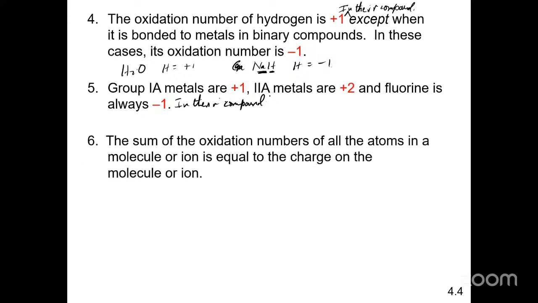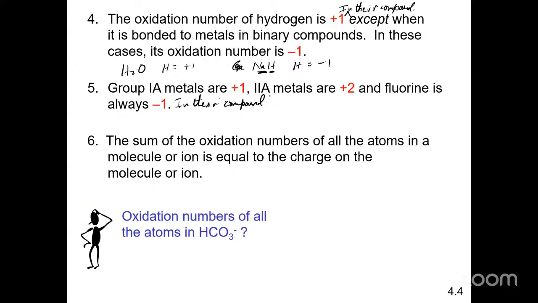Rule number 6 has to do with situations where you're dealing with a molecule or ion. Basically what this rule says is that the total sum of the oxidation numbers of all the atoms in a molecule or ion is equal to the charge on that molecule or ion. It doesn't matter what the elements are. When you add up the oxidation numbers according to the formula for the compound, the sum will be equal to the charge, whatever the charge is for the molecule or ion, all right?